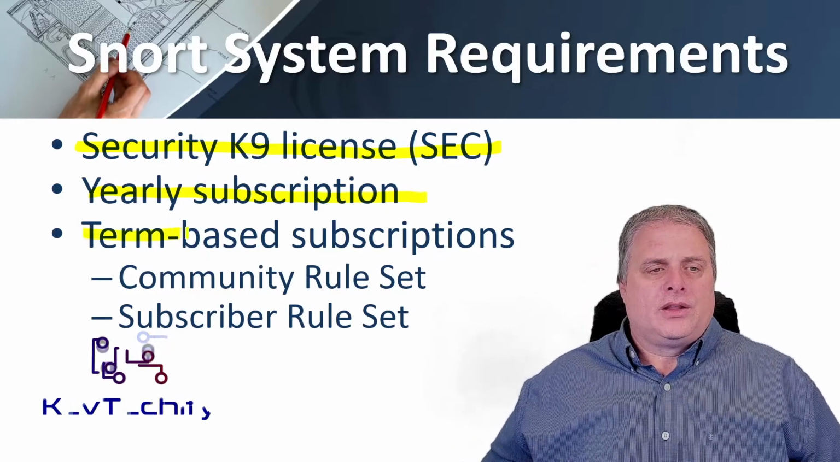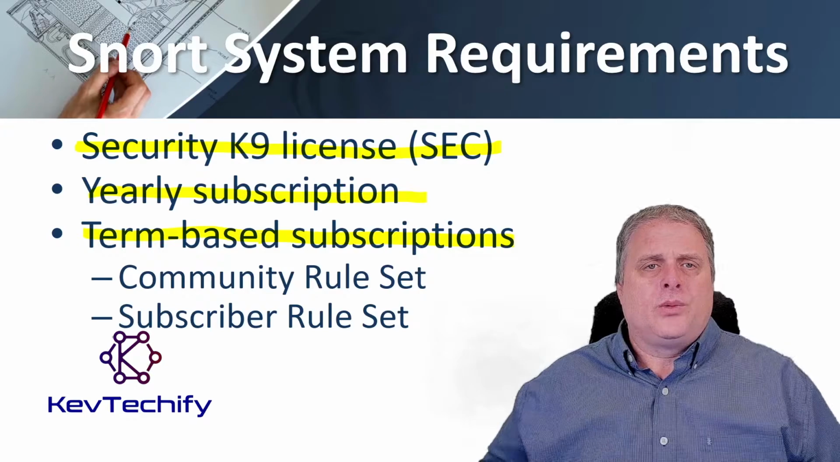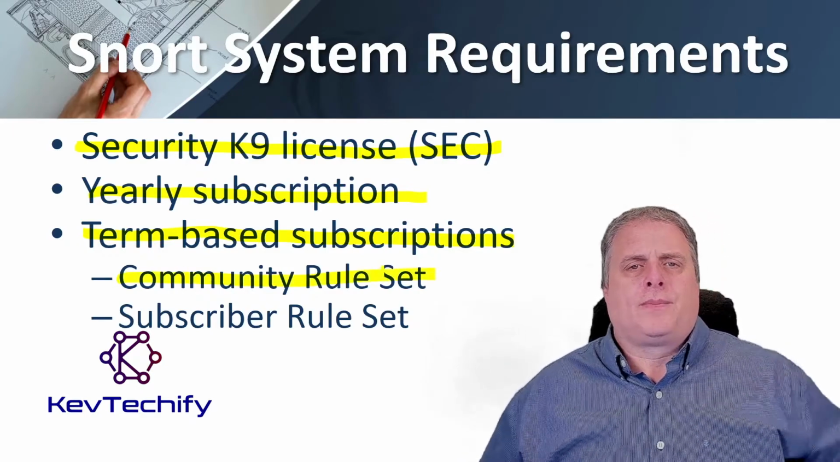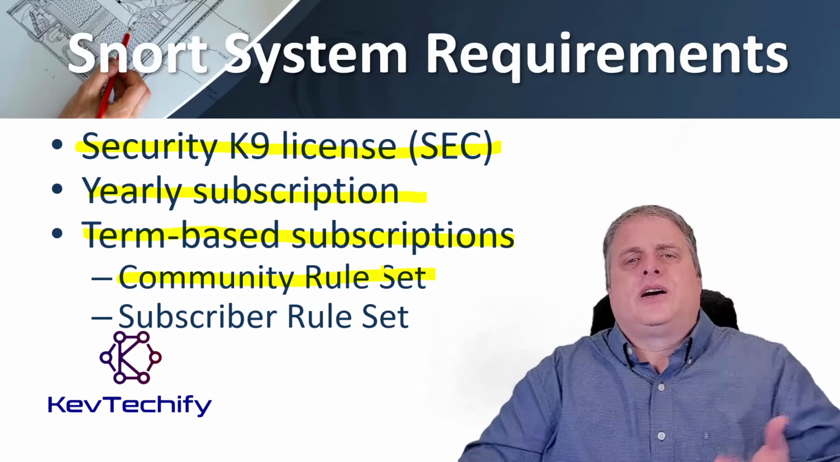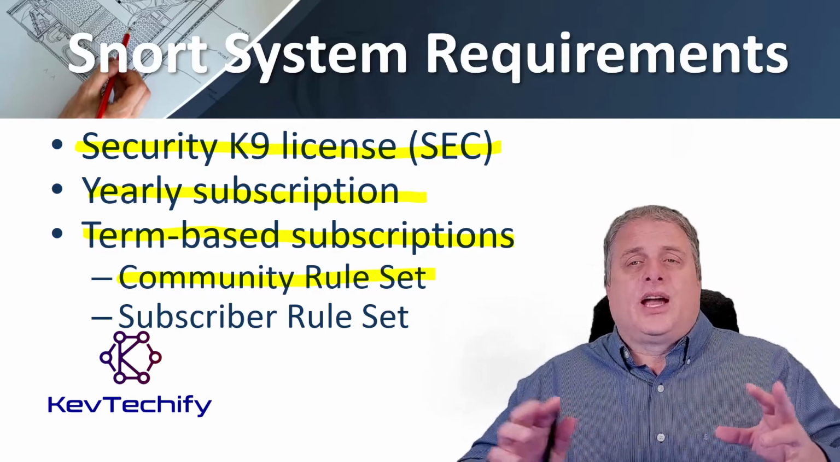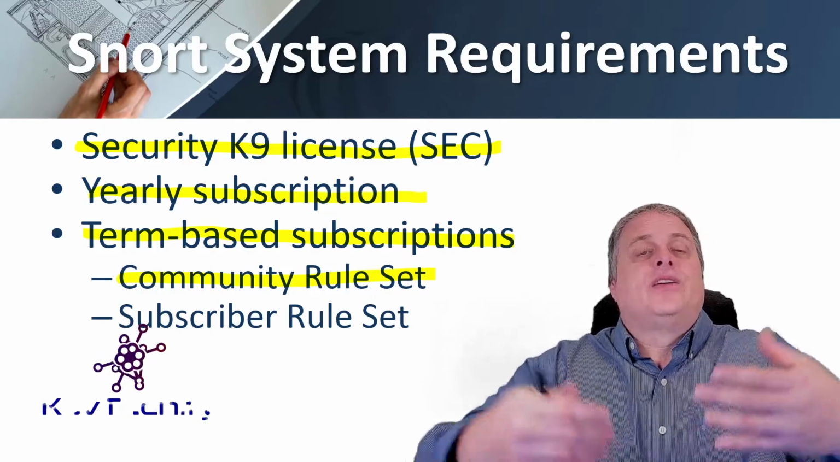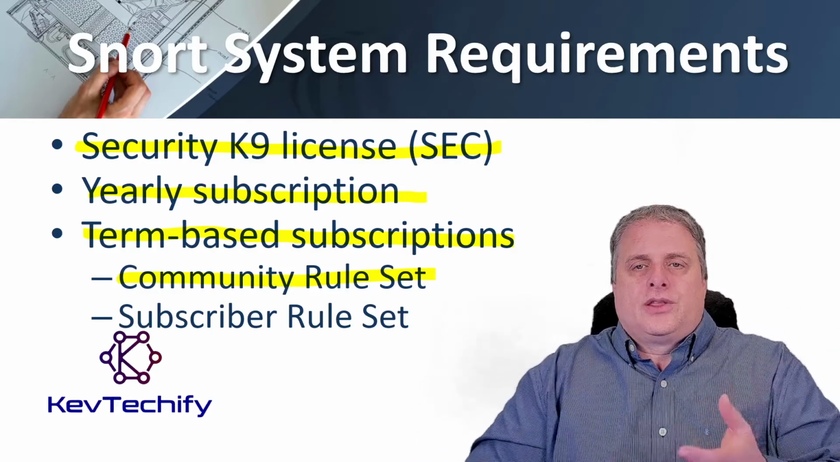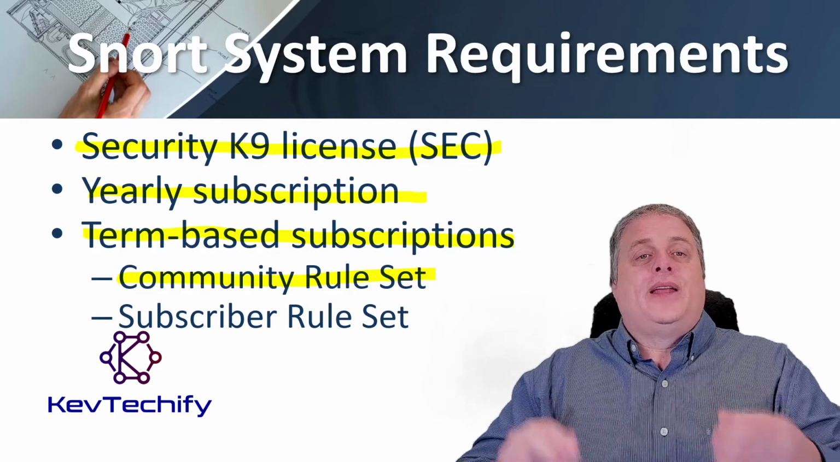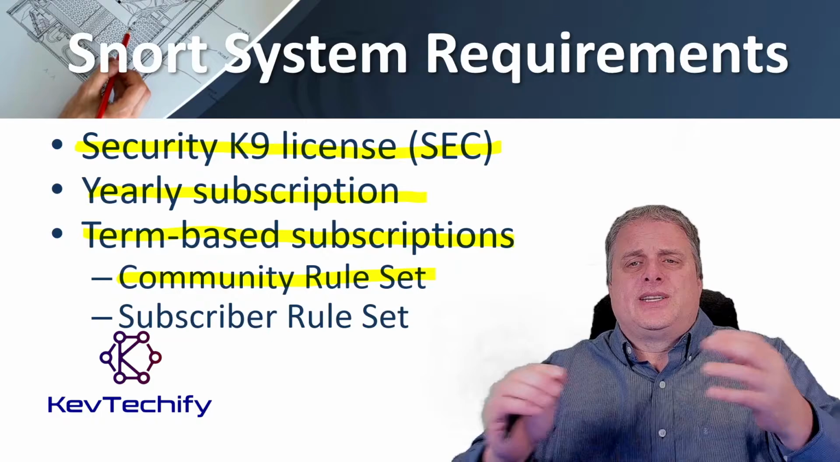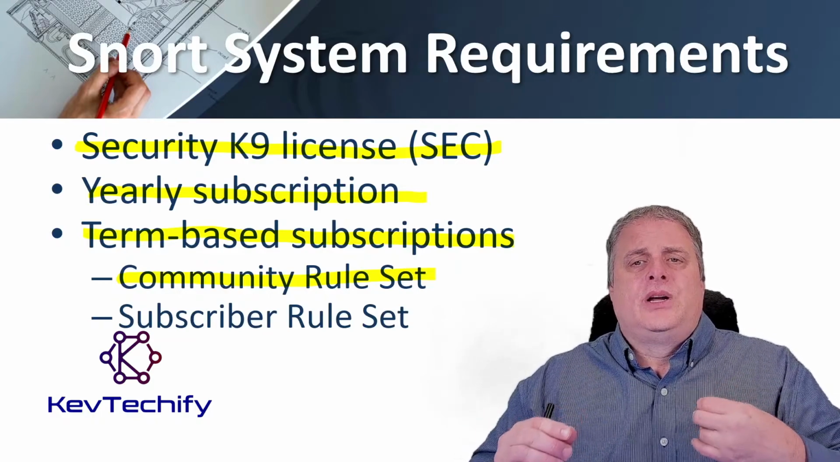There are 2 types of term-based subscriptions here. So we have our term-based subscriptions, and then we have 2 sets. The first one here is a community rule set. This offers limited coverage against threats, focusing on reactive response to security threats versus proactive research. There's a 30-day delayed access to updated signatures in the community rule set, and this subscription does not entitle the customer to Cisco support.